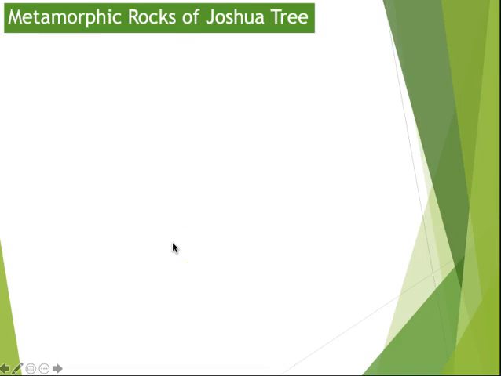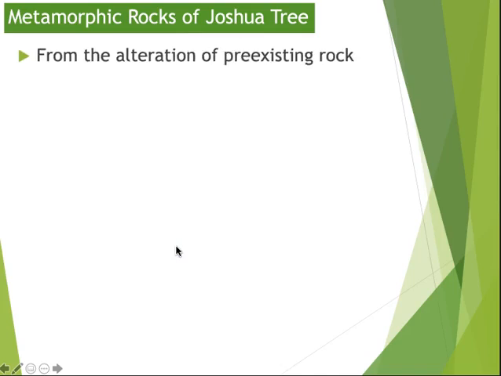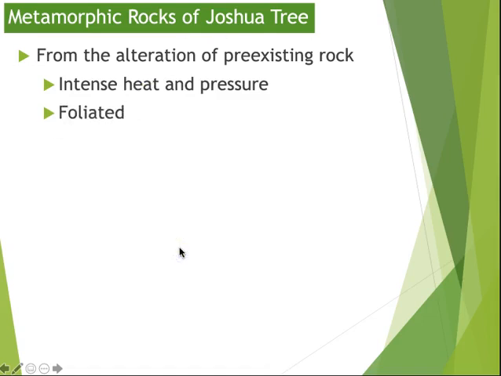Metamorphic rocks make up a significant portion of the Joshua Tree landscape. Generally speaking, this rock makes up the mountains surrounding the basins containing the park's main attractions. Metamorphic rocks form from the alteration of pre-existing rock. Intense heat and pressure cause the minerals to align themselves, creating the distinctive foliated texture of metamorphic rocks.